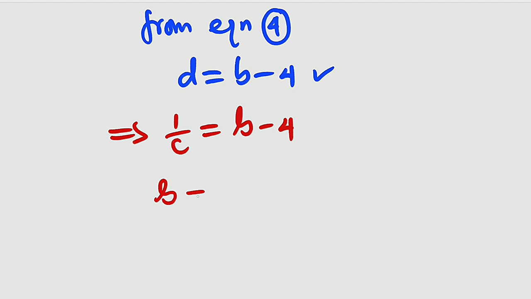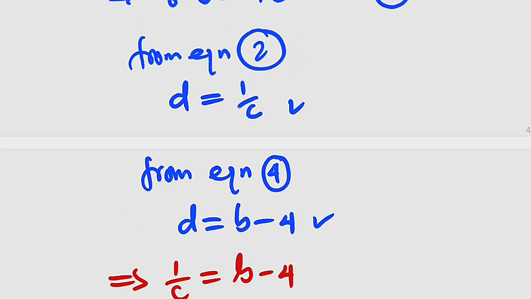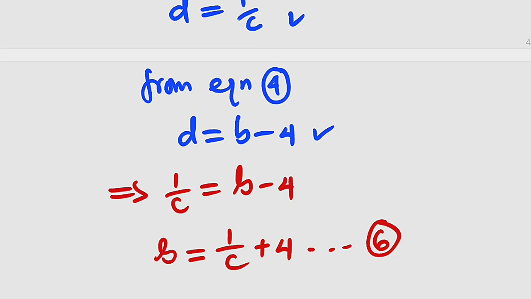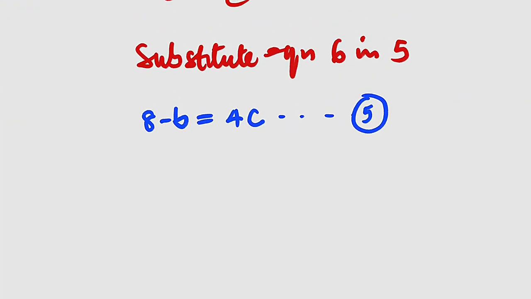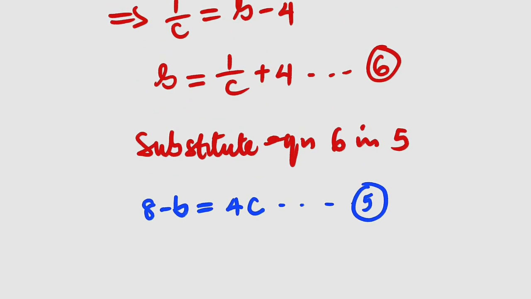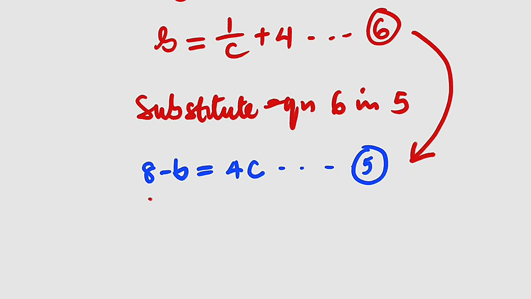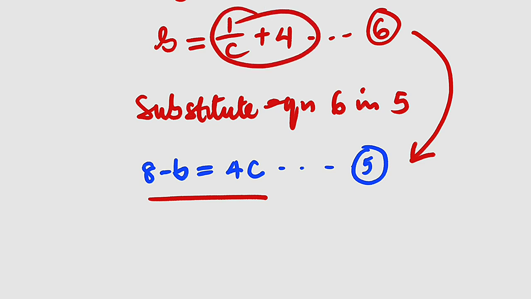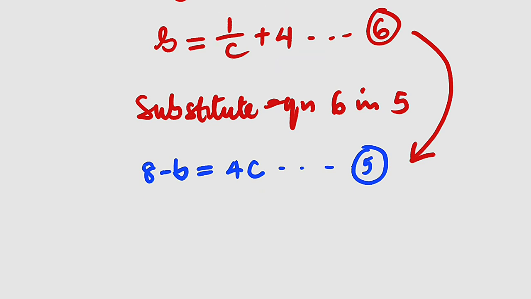So b here is equal to 1 over c plus 4. Let me call this equation number 6. So we're going to substitute equation number 6 into equation number 5. All right, here is equation number 5. We are going to plug in equation number 6 into this equation. And equation number 6 is expressed in terms of b. So wherever we have b here, we are going to replace it with 1 divided by c plus 4.